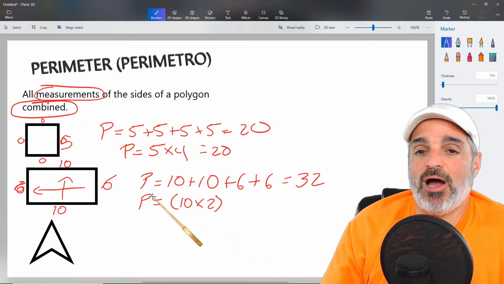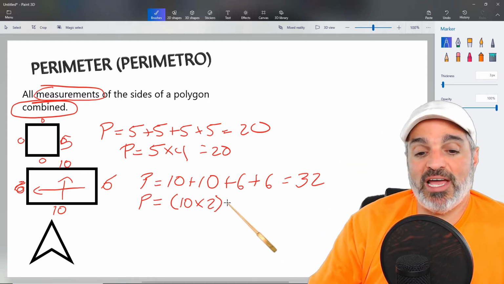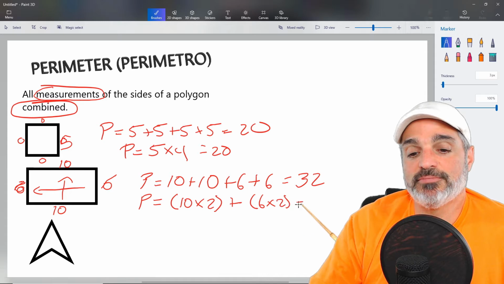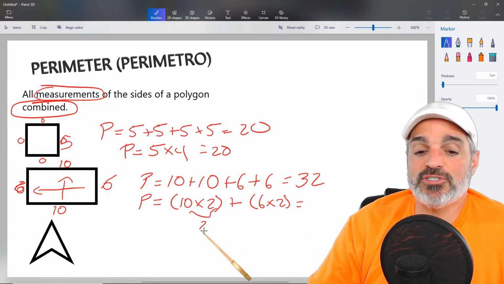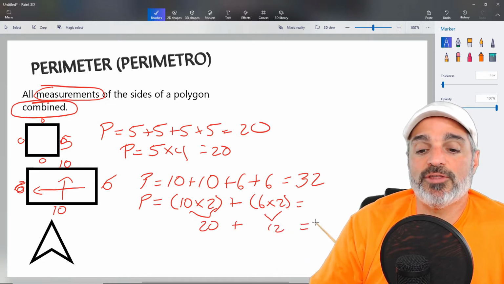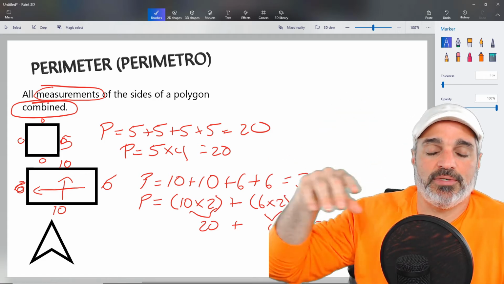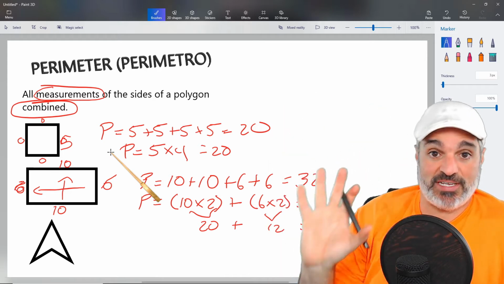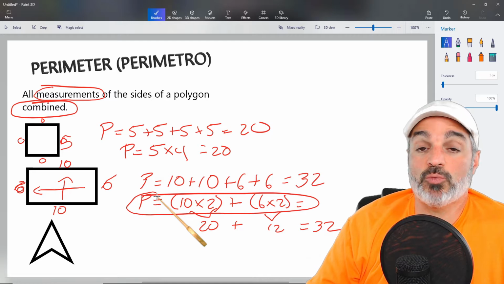Or, and this is for my 5th graders, you can say that the perimeter is (10 times 2) plus (6 times 2). See how I put it in parentheses? Because I want to separate those first 2 10s and then add them to 6 times 2. And here you can do PEMDAS. 10 times 2 is 20, plus 6 times 2 is 12, which is 32. Now, 4th graders, we're going to do this later on. Just calculate the perimeter by adding all of the sides. Or if you understand this way, then you're one step ahead.